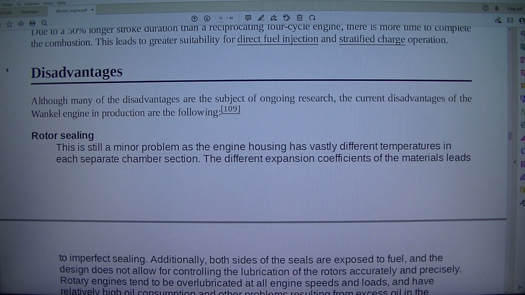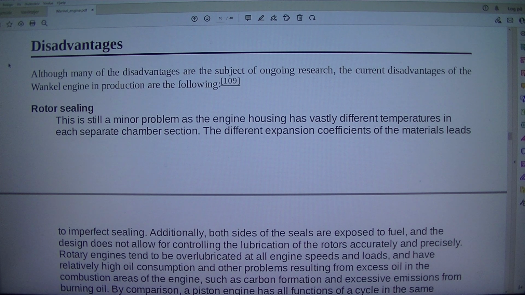Disadvantages. Although many of the disadvantages are the subject of ongoing research, the current disadvantages of the Wankel engine in production are the following.